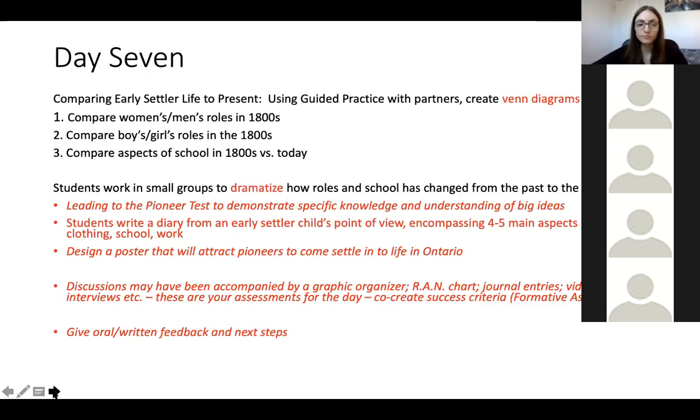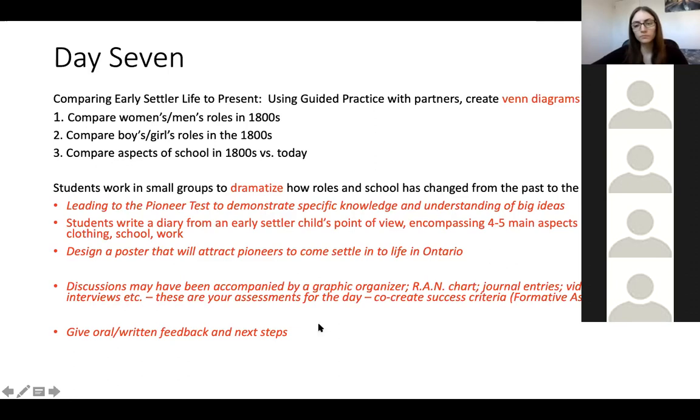Then on day 7, now this is a big day. The next 2 days are big days. So I've got books or videos, whatever available for them, because today I want them to think about comparing settler life to the present. So however I do that, my input, modeling, and demonstration has to provide them with content that they can compare: men's and women's roles, boys and girls roles, and school. So all the content they need will be presented to them.